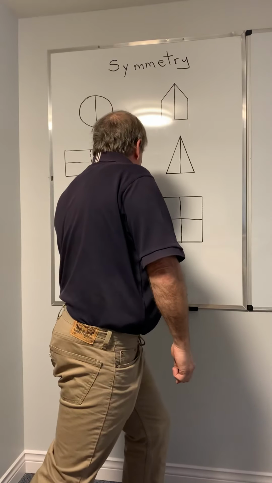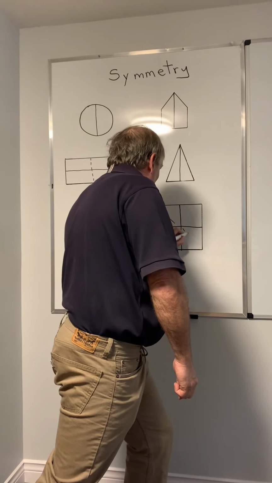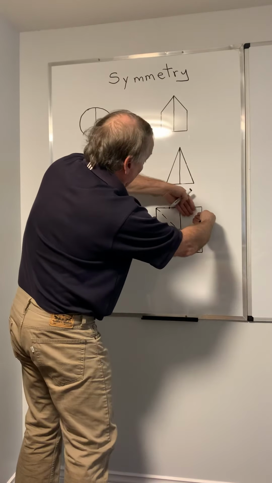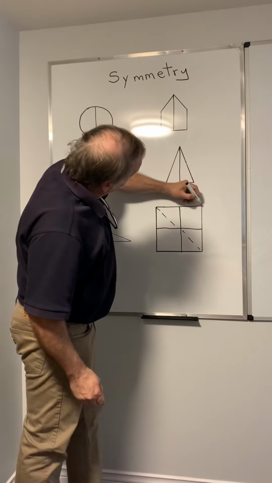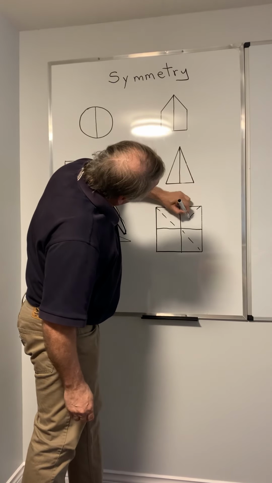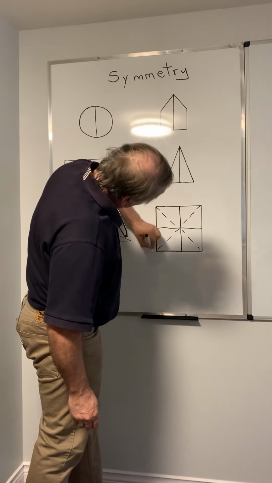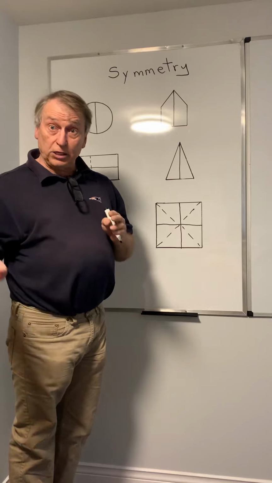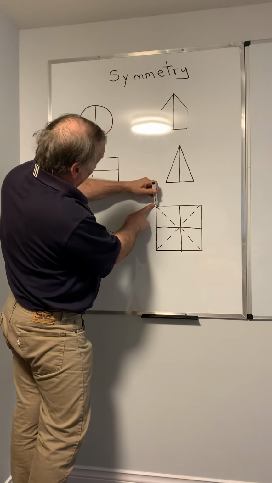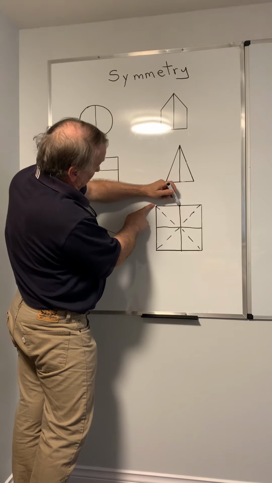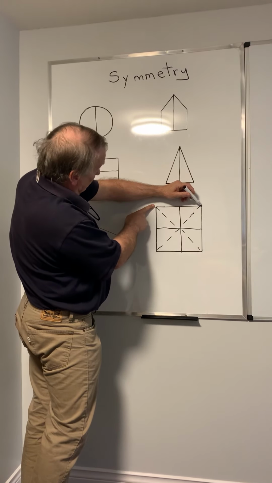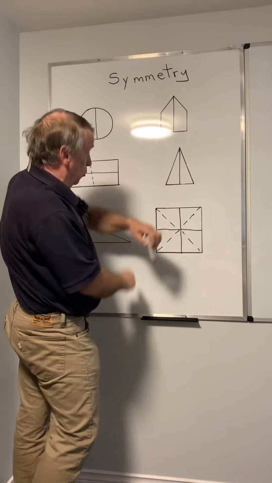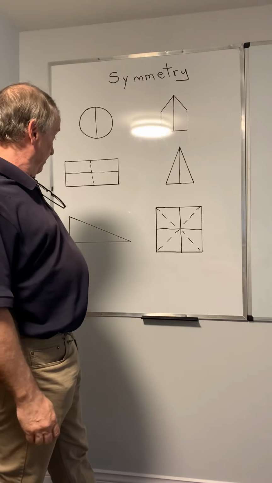I could go across this way. Then if I folded this down, it'd be the mirror image of the top. And I could go also this way, which would fold this way across. So if I look at this one here, I start here, I've got one line of symmetry, two lines of symmetry, three lines of symmetry, and one across here for four lines of symmetry.